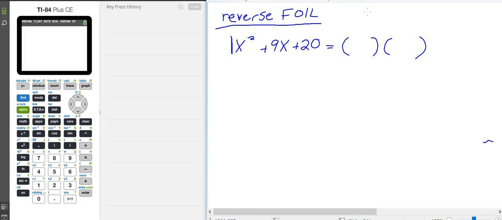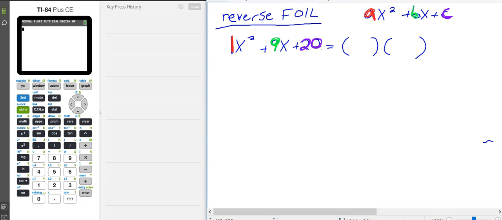Every trinomial with an x squared, an x, and a constant is in the form of ax squared plus bx plus c. A, in this question, would be 1. A is the coefficient of the x squared term. B, in this question, would be 9, because B is the coefficient of the x term. And C is the constant. So in this question, C is 20. We want to find factors of the C term, factors of 20, that add up to 9.